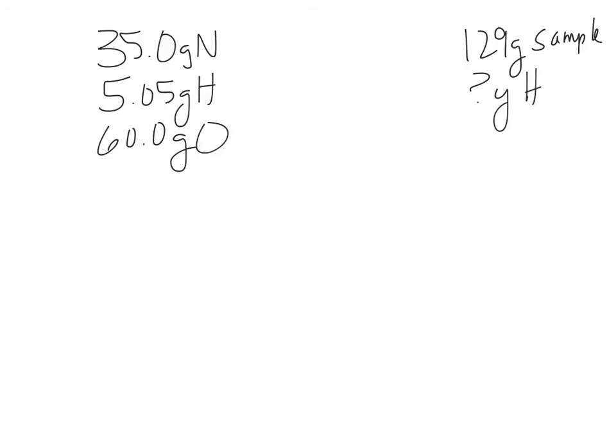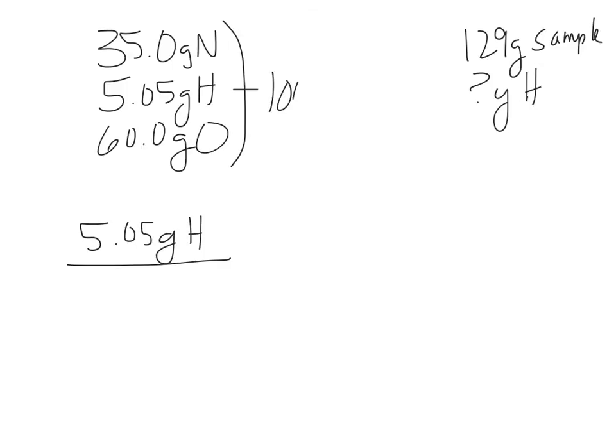So yeah, this is a percent composition problem. So you're going to figure out 5.05 grams of hydrogen is what percent of the whole. So this whole substance, if you added them up, would be what, 100.05 grams. So this substance that we have is 105 grams total, and 5 of those grams is hydrogen. So if we do part over whole, we get the percent composition, right? This is of the whole substance.